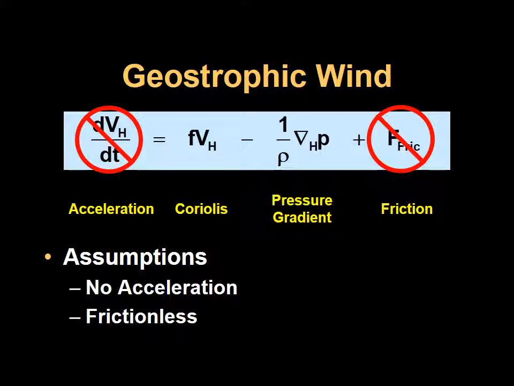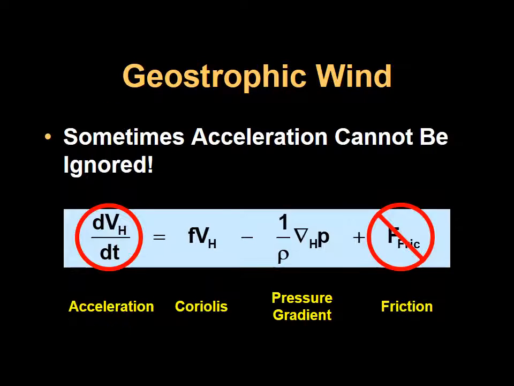So just to summarize, the geostrophic wind assumptions are that, number one, there is no acceleration. And acceleration means it does not change magnitude, in other words, speed, nor does it change direction. It's straight flow. Also, it is frictionless, so that means it's well above the boundary layer in the free atmosphere.